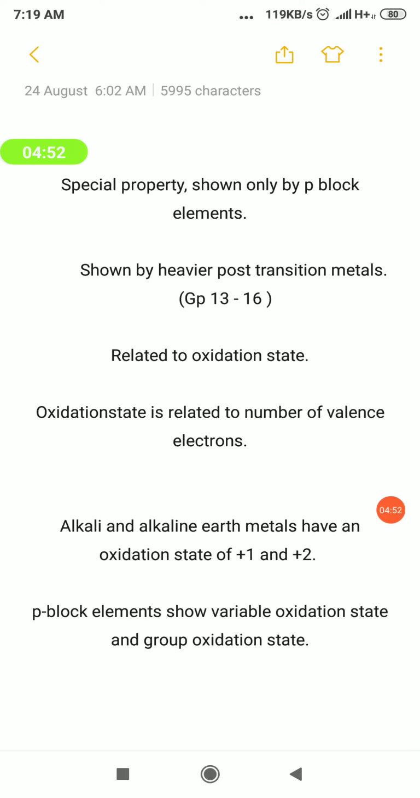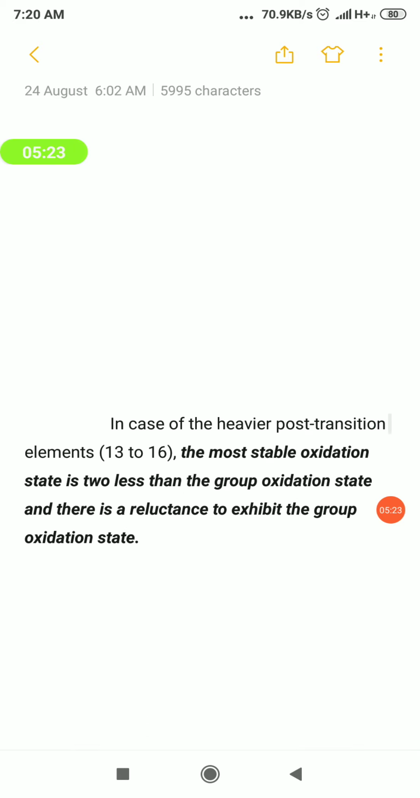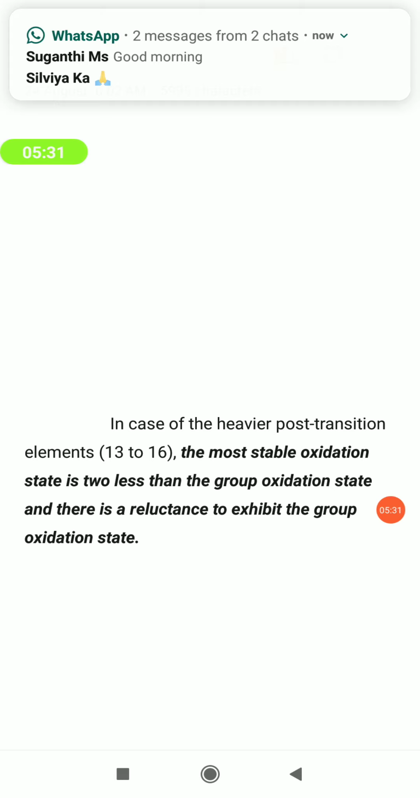If we take the boron family, the number of valence electrons is 3, so their group oxidation state will be +3. If we take the carbon family, the number of valence electrons is 4, so their group oxidation state will be +4. Likewise, the nitrogen family is +5, since they possess 5 valence electrons. Then the oxygen family is +6, since they possess 6 valence electrons. The group oxidation state is equal to the number of valence electrons present in the particular atom. Let us come to our concept, the inert pair effect. In the case of the heavier post-transition metals, I have already given you the explanation.